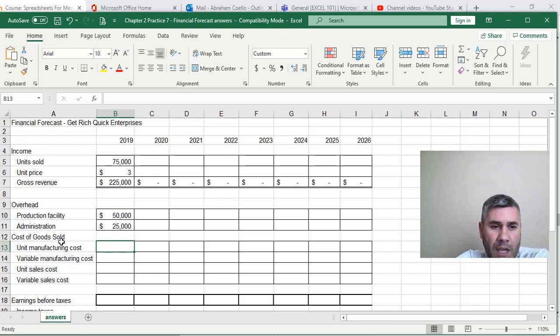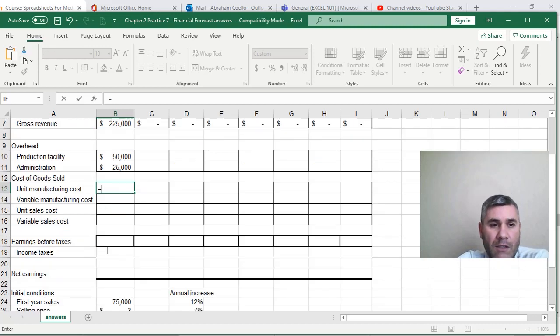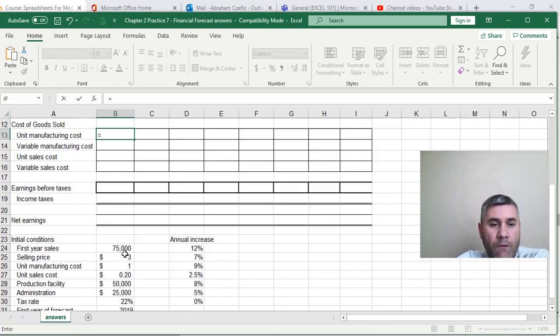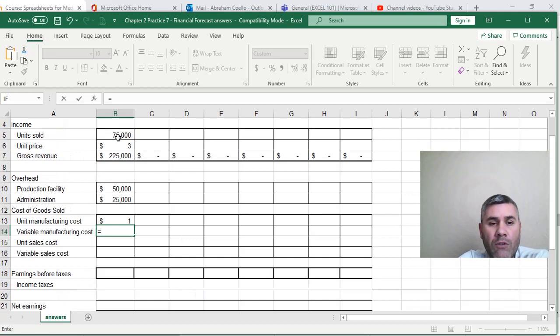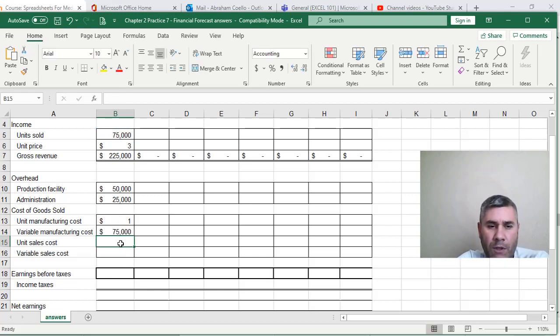Cost of goods sold is just a category, same thing like overhead and income. So unit manufacturing cost, remember it costs us what? $1, right? For each unit that we have to produce ourselves, so equal to $1. But the variable is based off of how many we produced. How many did we have to produce? I'm pretty sure more than 75,000, but assuming it's a utopian world where everything you produce sells exactly, there's no malfunctions, everything's perfect. So 75,000 units at $1 each. So we have $75,000 worth of expenses.